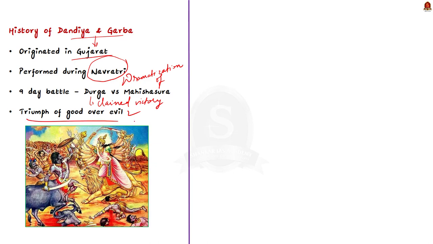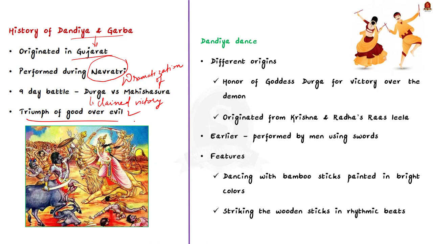Now, coming to the dances. Firstly, let us see the Dandiya dance. Dandiya is also called Dandiya Raas. It is a dance form performed during the time of Navratri, as we saw earlier. It has its origins in Gujarat. To know completely about this dance, you should know the origins of it. See, originally it was performed in honor of goddess Durga. The dance form represents a battle between the demon Mahishasura and the goddess.